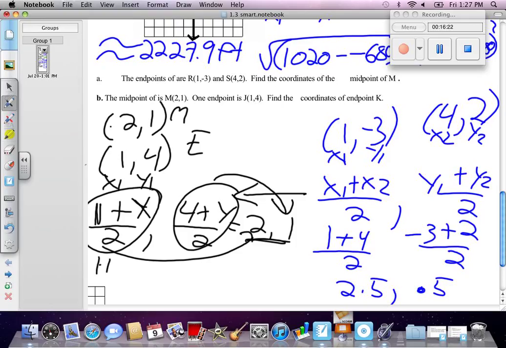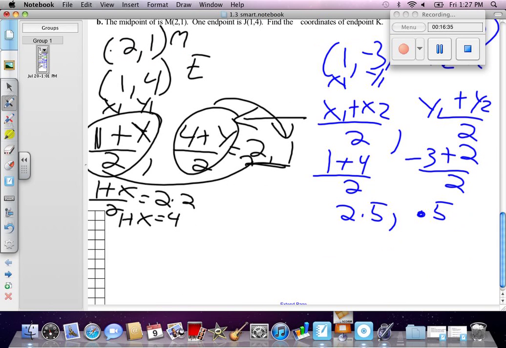1 plus x divided by 2 equals 2. So we're going to multiply by 2 on each side. We get 1 plus x equals 4. And then we subtract the 1. So x equals 3. Now we just have to find the y part. We've got 4.